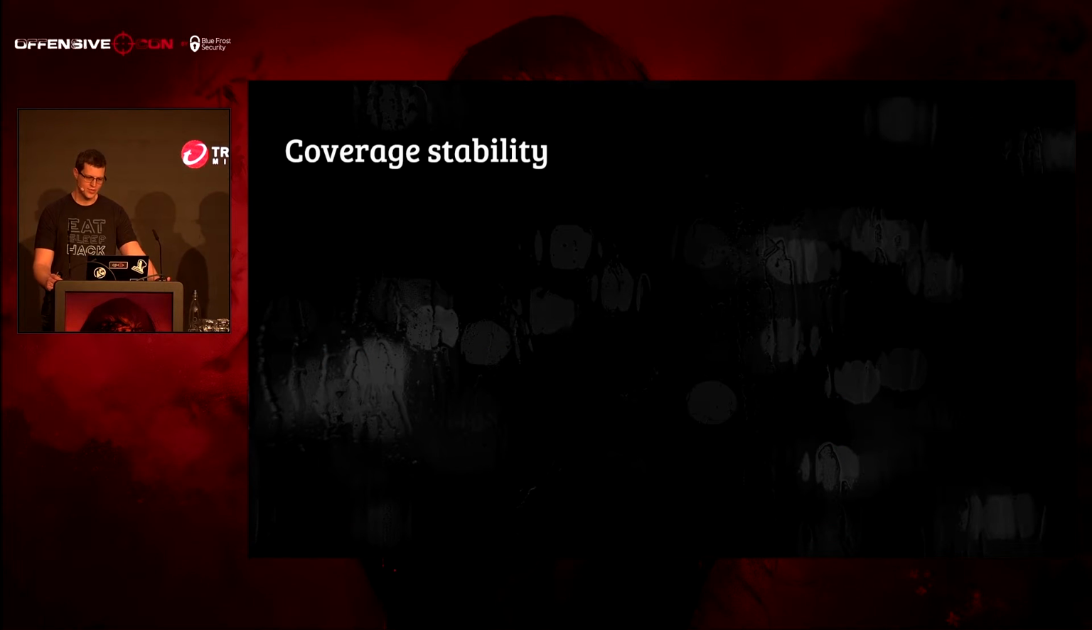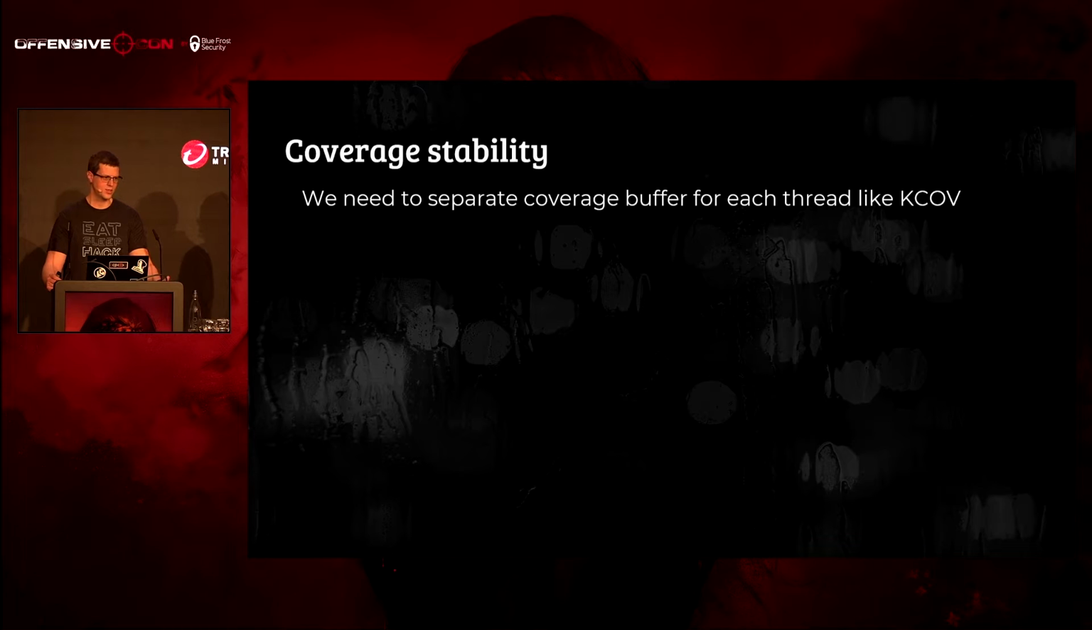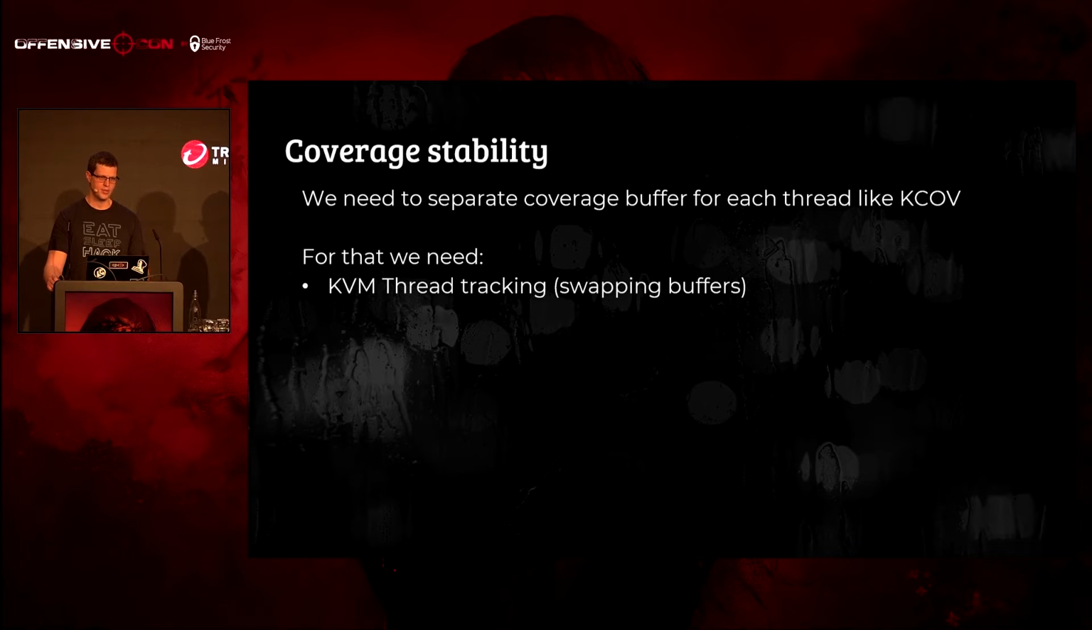So we had to fix this issue, and we said, let's do it like KCOV. In order to do that, we had to do a few things. The first is we needed to be able to track threads in the guest in order to swap PT buffers for each thread. And we also needed to add a handle-aware API to KVM so we could fetch different coverage traces from different threads using a handle.